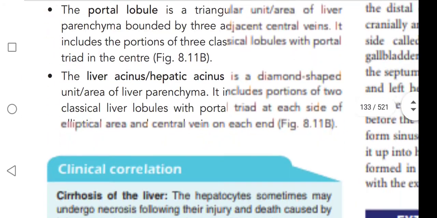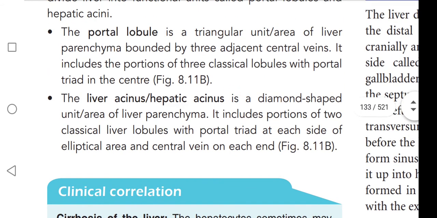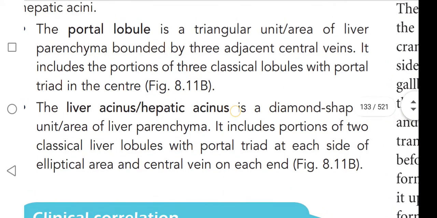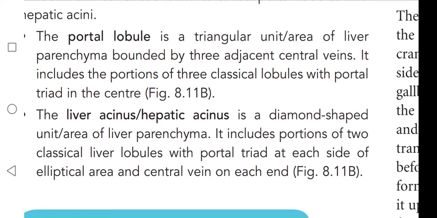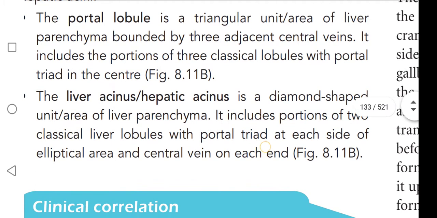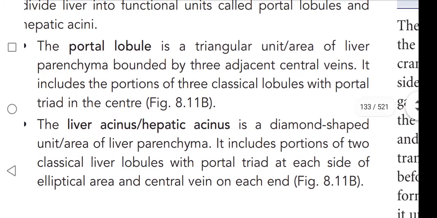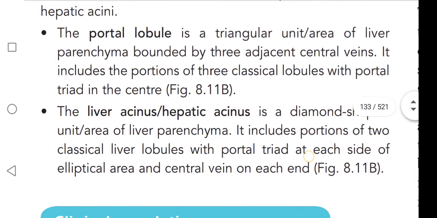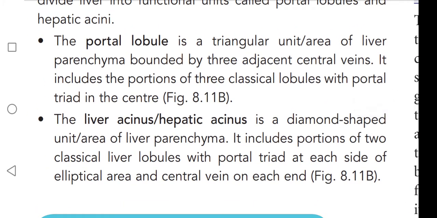Okay, next. The liver acinus, or hepatic acinus, is a diamond-shaped unit or area of the liver parenchyma. It includes portions of two classical liver lobules with portal triads at each side of the elliptical area and a central vein on each end.